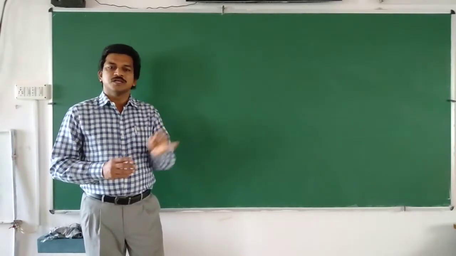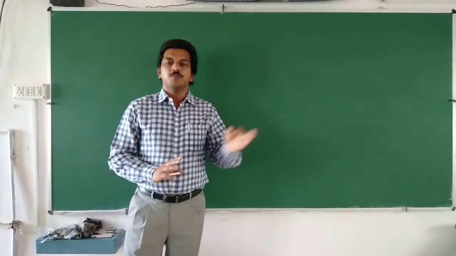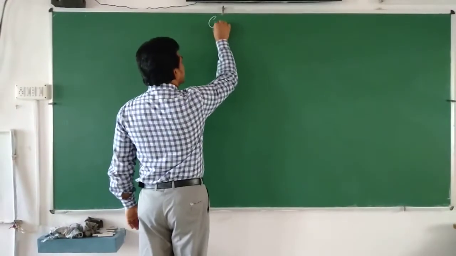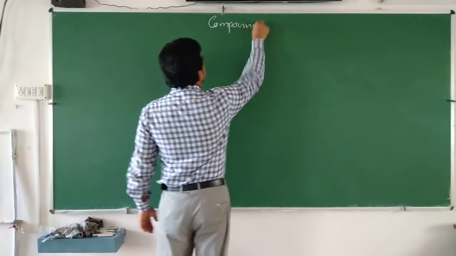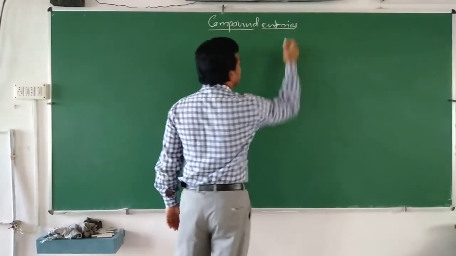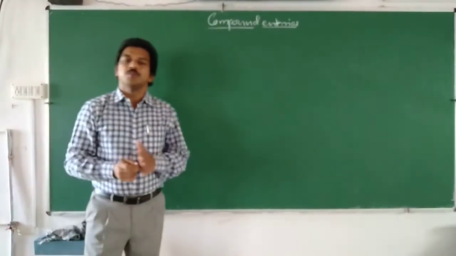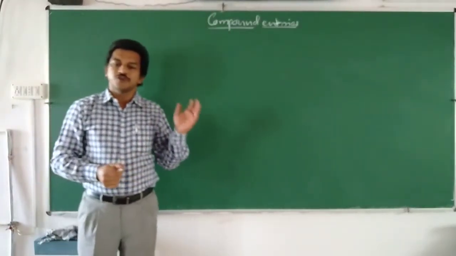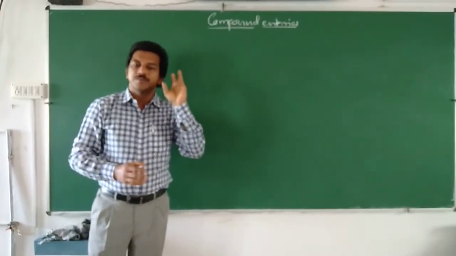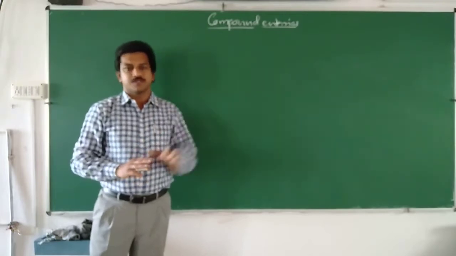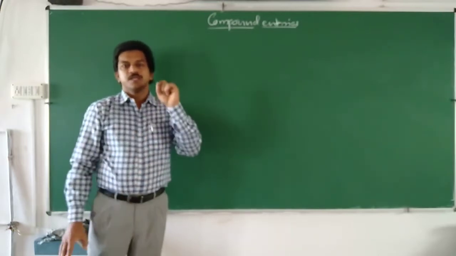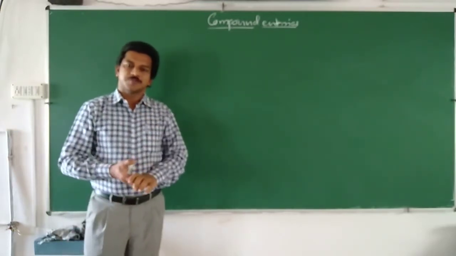The first one among them is compound journals, or we can say compound entries. What is a compound entry? We have said that for every business transaction there will be at least two aspects, a debit aspect and a credit aspect.